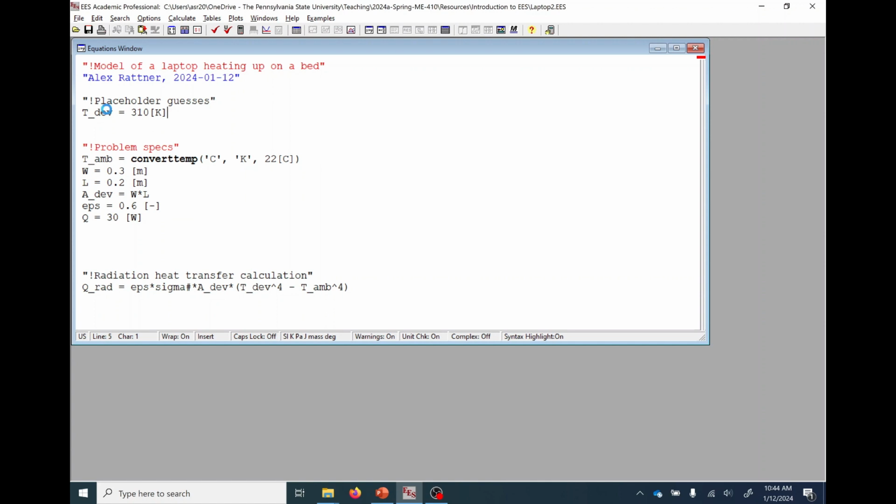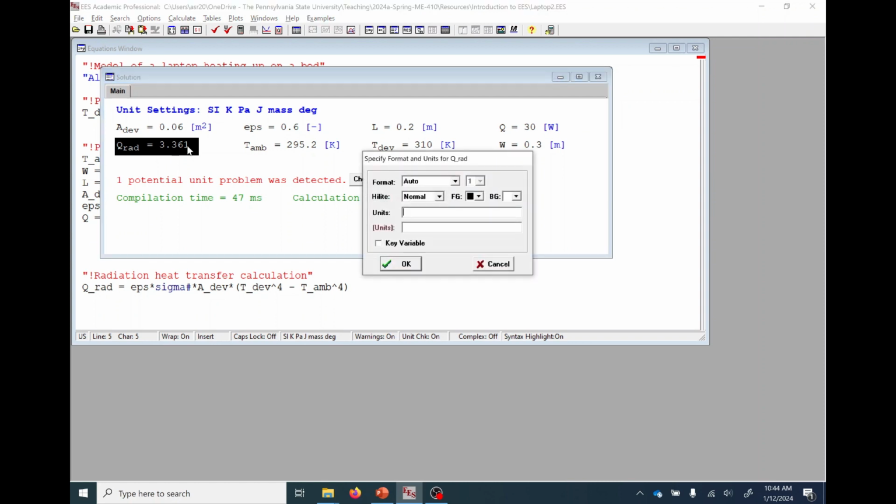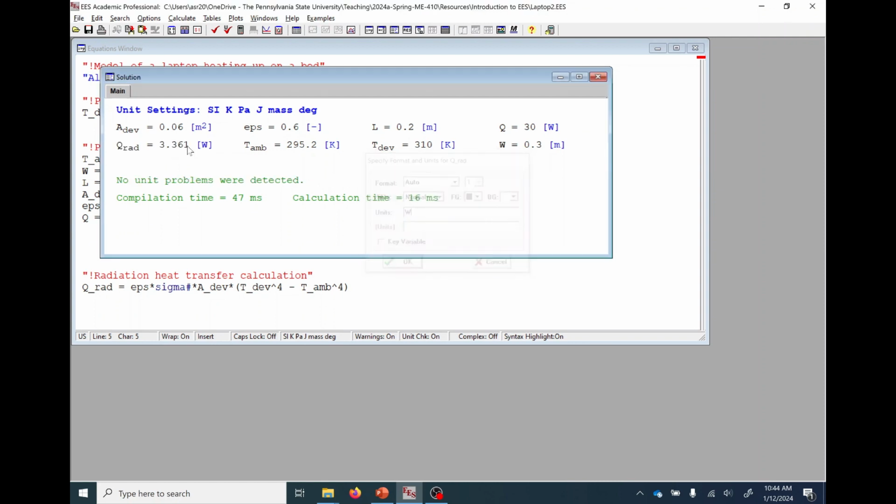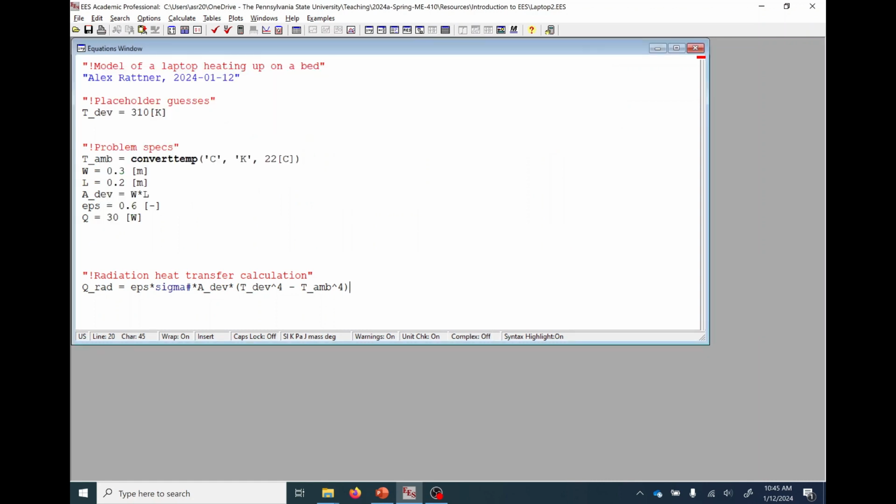Okay, so let's run this. And we'll see that for this condition, QRAD is a little over 3 watts. It's not a big portion of the total Q. In other words, if we know that Q radiation plus Q convection have to add up to 30 watts together, and this is a lot less than that, and we expect Q radiation and Q from natural convection to be of similar order, then that suggests the temperature will probably be a fair bit higher than 310 Kelvin, but we'll see. Okay, so our next step is to get into the natural convection heat transfer calculation.